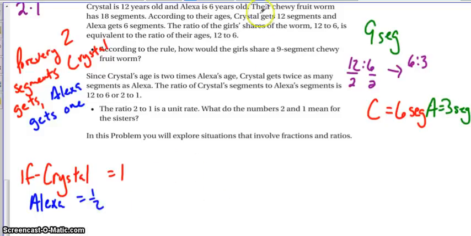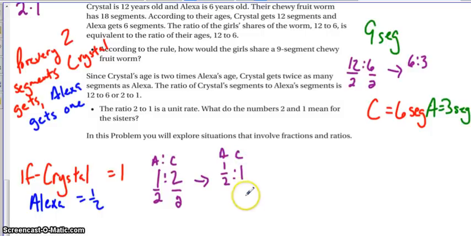What that looks like as a unit rate is simply the same ratio comparison, but instead of a 2 to 1, it will be a 1 to 2. This is for Crystal and this is for Alexa. So we're doing Alexa to Crystal now instead of Crystal to Alexa. Once we turn that into a unit rate, we divide both sides by 2, and we're left with 1/2 of a segment to 1 segment.